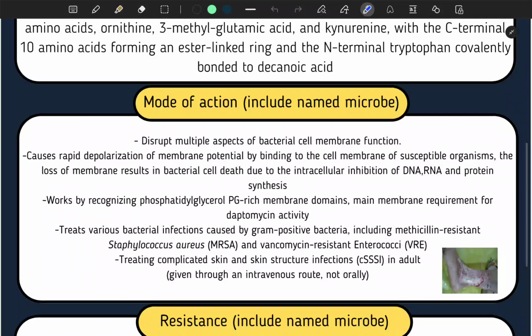As for the mode of action, it disrupts multiple aspects of the bacterial cell membrane function, and it works by binding the cell membrane of susceptible organisms. After the daptomycin binds to the susceptible organism, it will cause rapid depolarization, which will cause inhibition of DNA, RNA, and protein synthesis, which ultimately results in bacterial cell death.